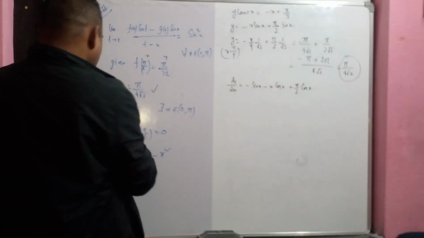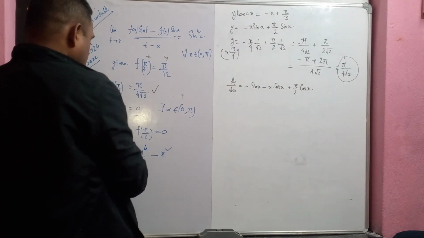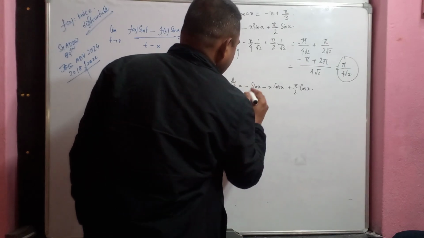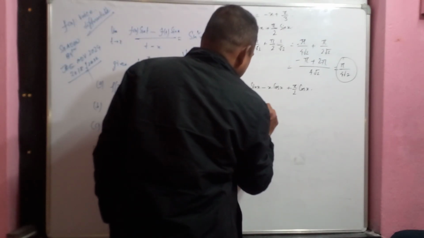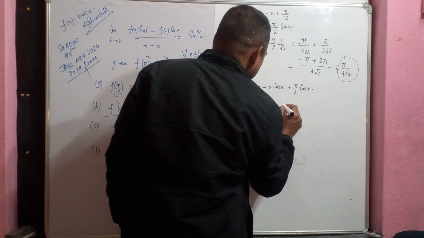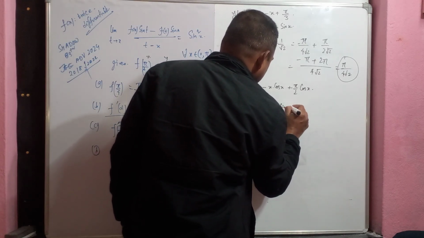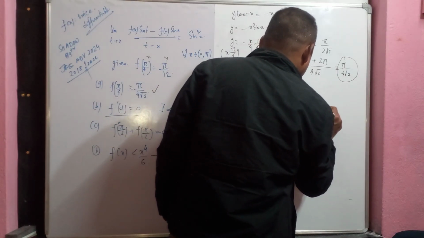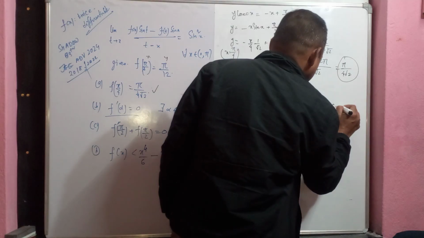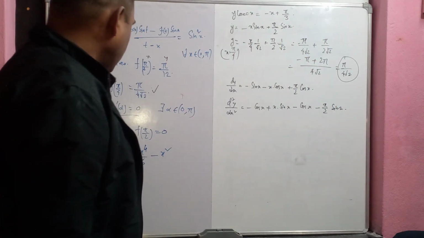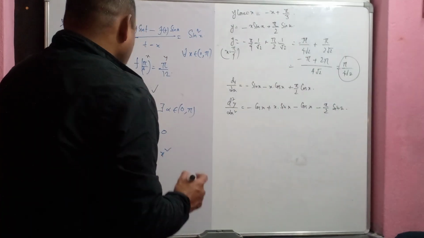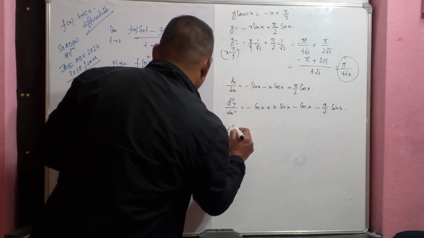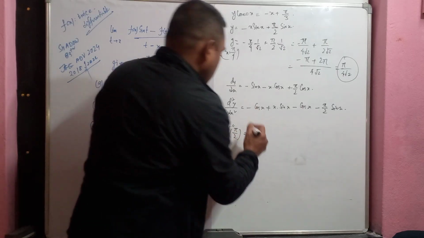Now dy dx, and also find the second order derivative: minus cos x minus x sin x minus cos x minus pi by 2 sin x. Why am I doing this? Because we have to check whether this is true or not. So second order derivative, that is f double dot pi by 2. How much will it be?